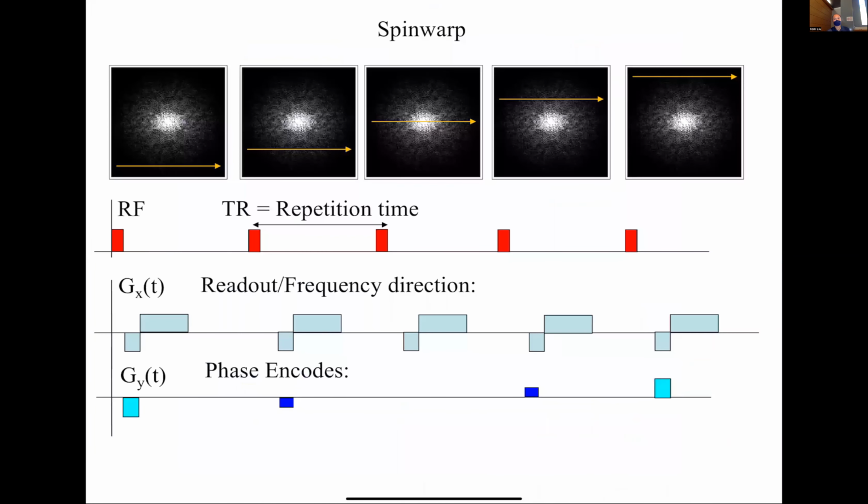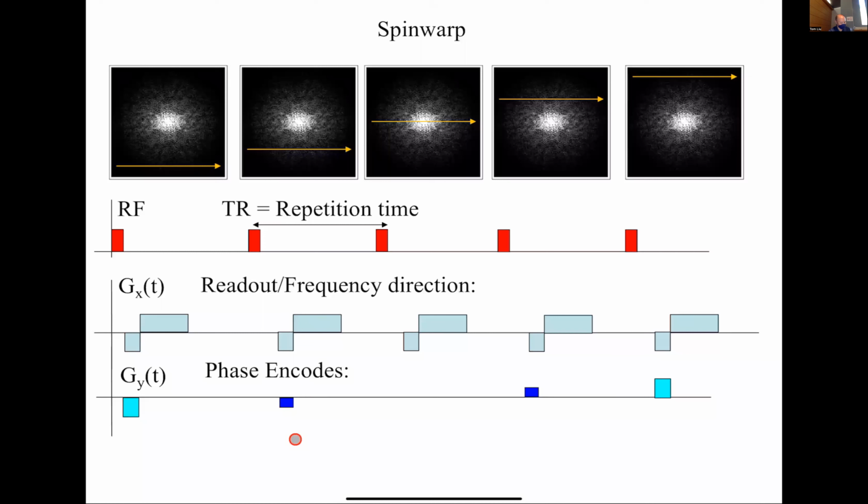All right. So let's go and design our first pulse sequence here. We're going to look at a spin warp pulse sequence. Remember, spin warp, we go line by line by line by line. We are going to have an RF pulse. We assume we're at the center of k-space at every RF pulse. And then we have both a readout gradient and a phase encode gradient. And we just repeat this process over and over again. Notice the readout gradient stays the same. We're always just zooming across k-space. And then the phase encode gradient varies, okay?